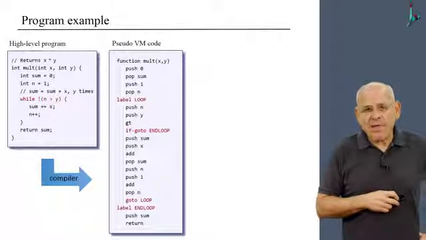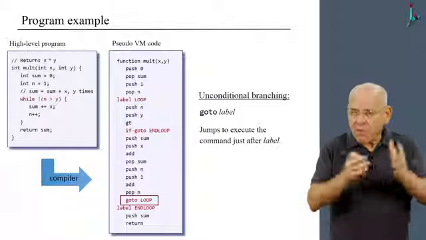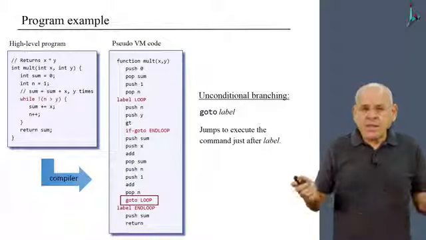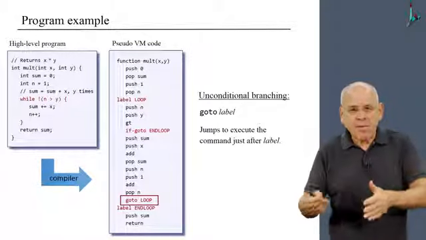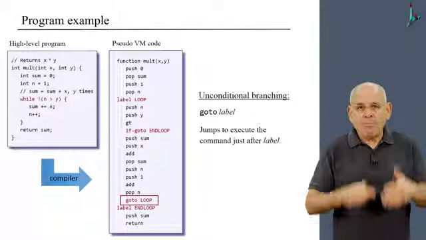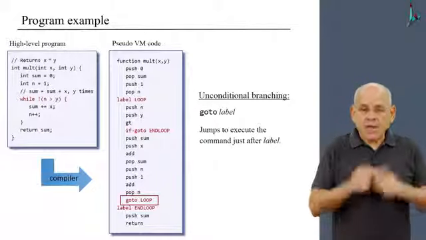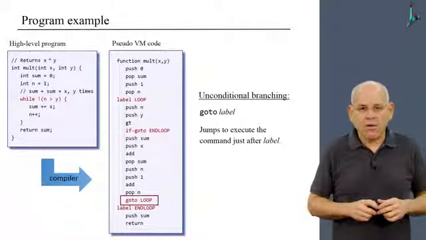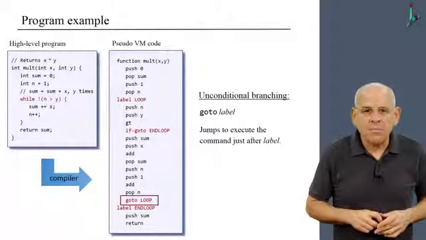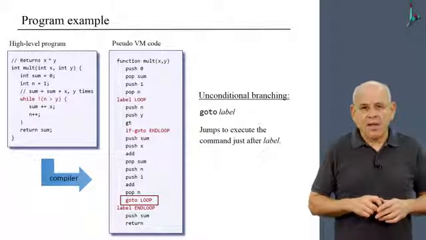So let's focus on the goto command. We have several examples of goto in this code, so I'm just highlighting one of them. And the syntax is trivial, right? You say go to label, and you expect the computer to jump to execute the command just after label in the code. So if you say go to loop, the next command that will be executed is, let me see, push n will be the next command, because that's the command just after the label loop.